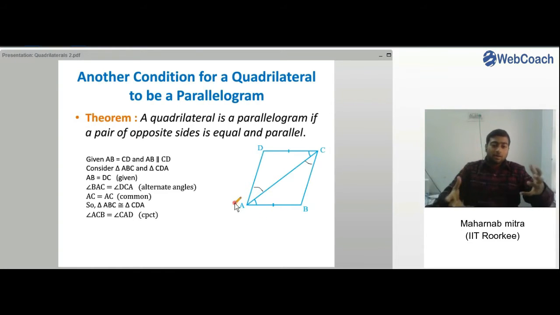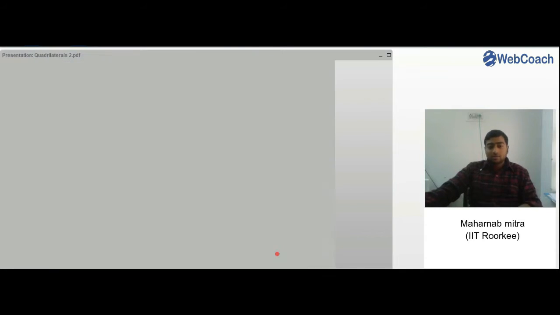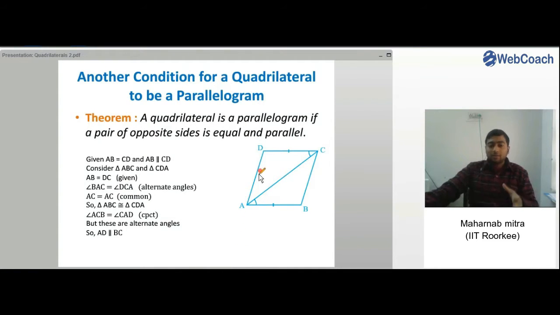Because of the pattern in which they are overlapping onto each other by the naming shown here: A overlaps on C, B overlaps on D, and C overlaps on A, right? If the two triangles are separated out. So by CPCT we get angle ACB is equal to angle CAD. Now you can see if these two angles are equal, they are acting as alternate angles only, right? That means CA is the transversal and AD and BC must be the parallel sides because the alternate angles are equal, right? These are alternate angles, so AD must be parallel to BC.